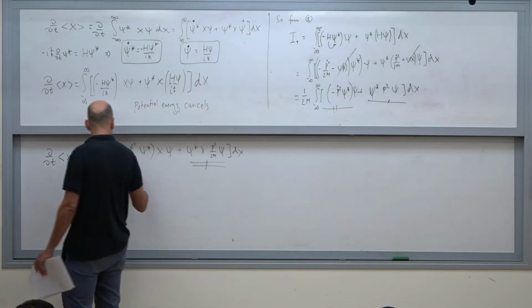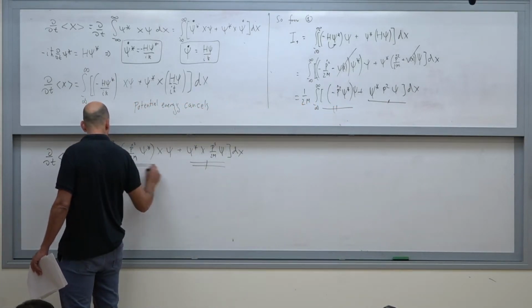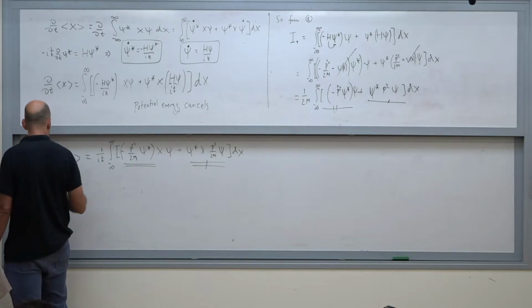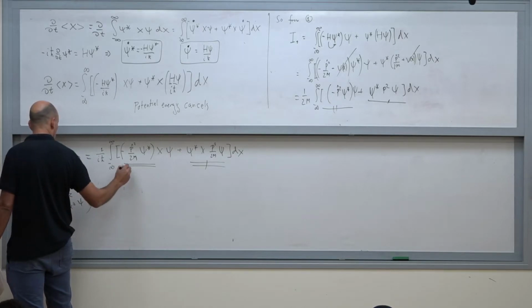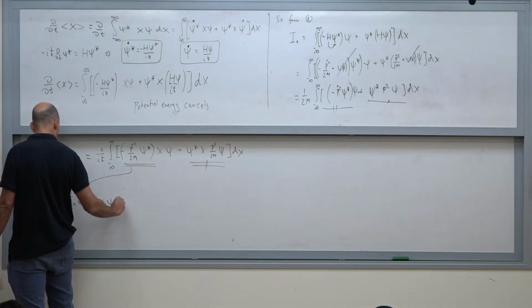Let us look aside and just do some very simple math. The p squared is proportional to the second derivative. So let us look first at what is the second derivative of psi star. This is from here, times x psi dx.